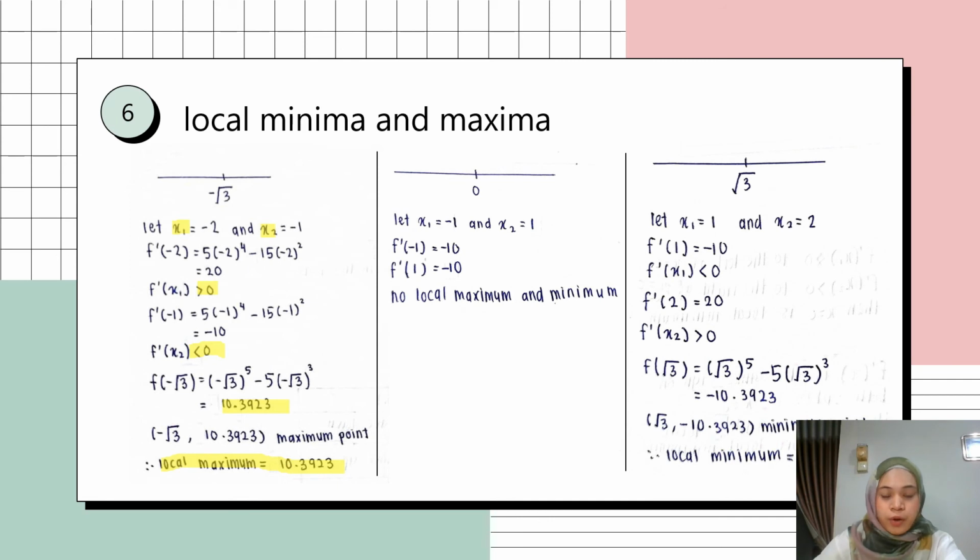For the other point, I do the same thing and get 0 as having no local maximum or minimum, and the local minimum is negative 10.3923.